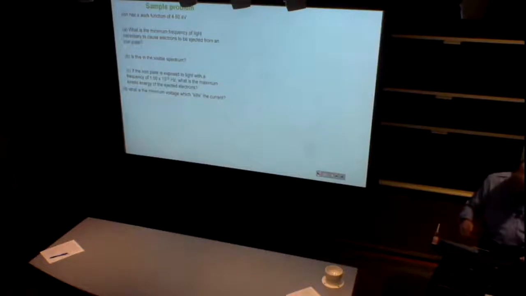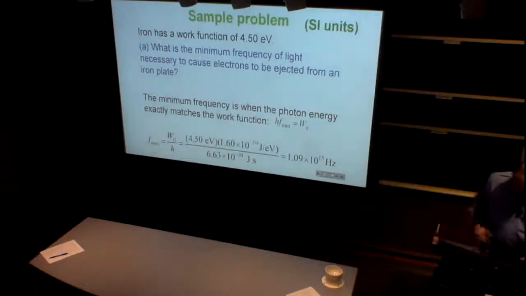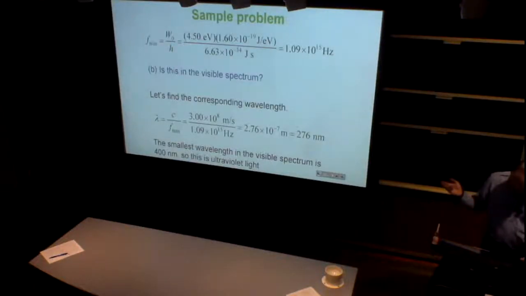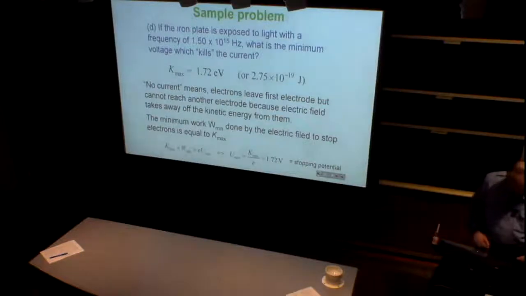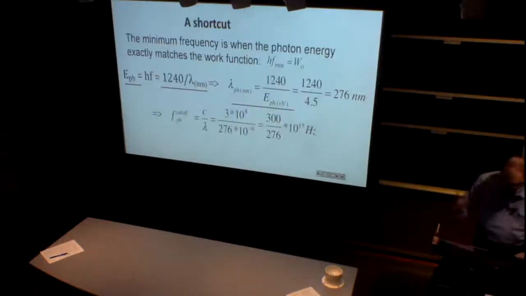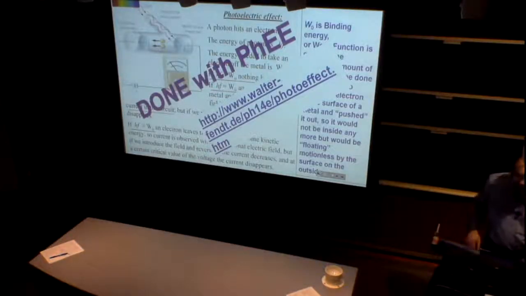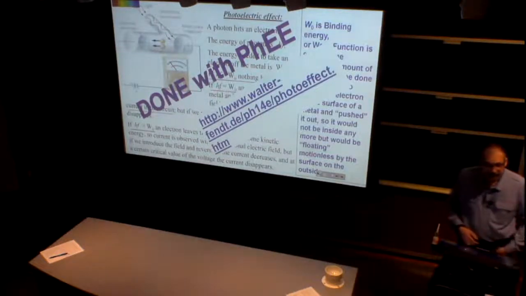So, oh, I have an extra slide, I didn't use it. So the frequency, the wavelength, the energy, also in joules, the stopping potential, although this is an outdated slide for the potential: here capital U is used instead of delta V, and the shortcut which I used. So everything is in here. And that completes everything related to the photoelectric effect.